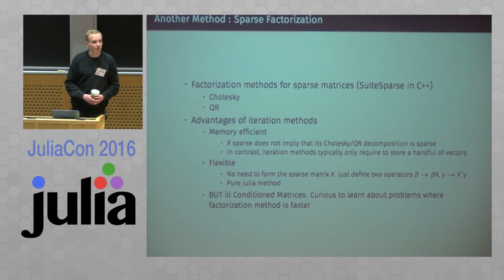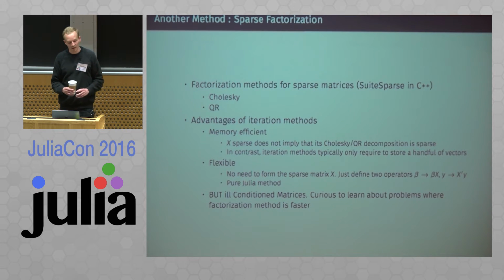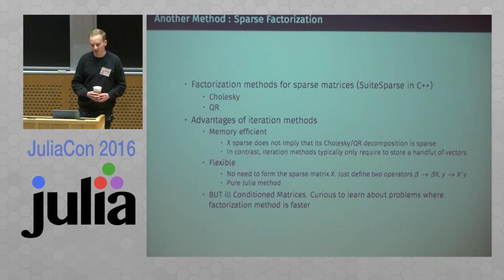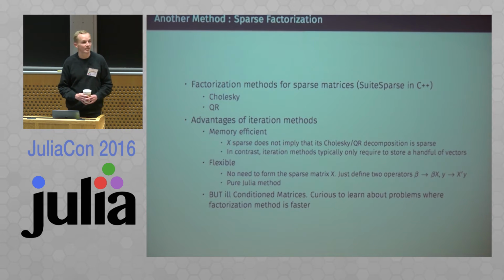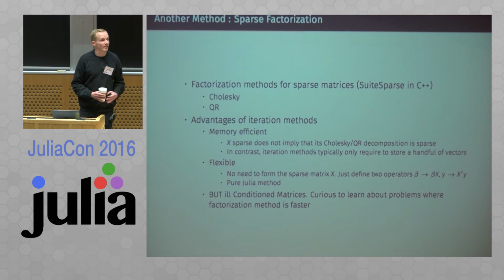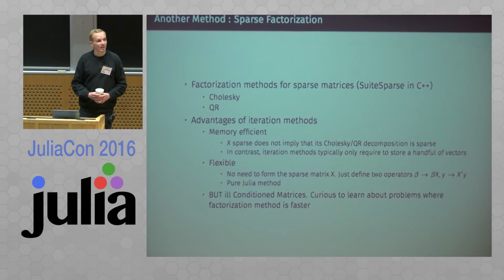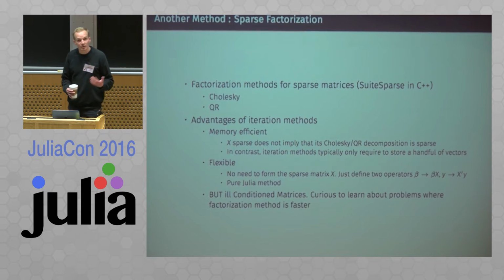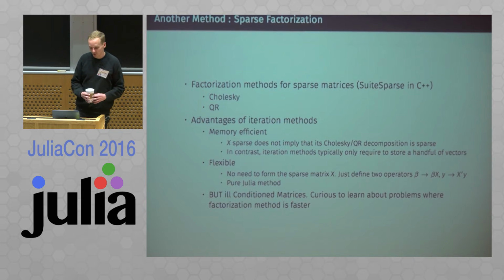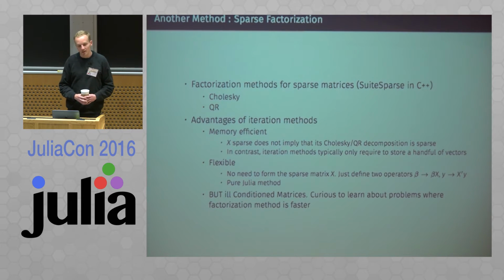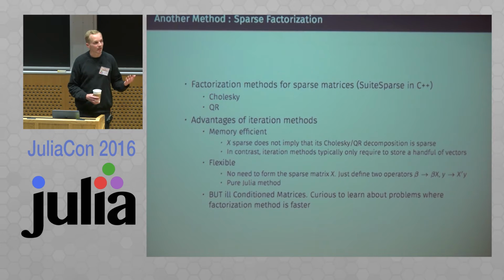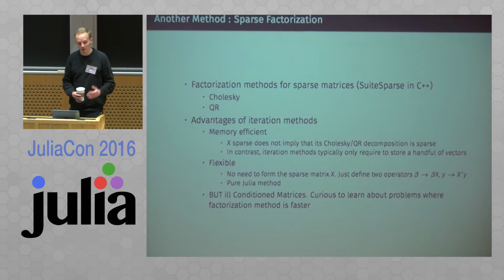Another method to solve this kind of large least squares problem is to use factorization methods. So you have SuiteSparse in C++, which computes Cholesky and QR factorizations for sparse matrices. The issue with this kind of method is that it's very slow compared to iterative methods, and it has a big memory issue. Even if X is sparse, nothing tells you that X prime X is going to be sparse, and that the factorization is going to be sparse, so it might not even work in your problem.